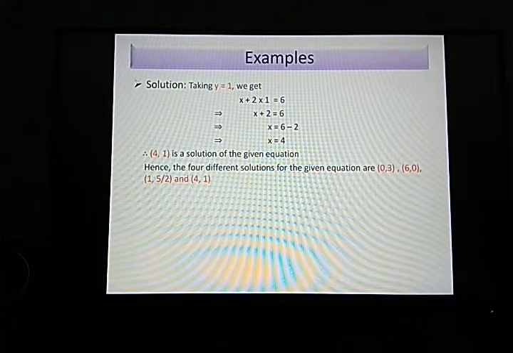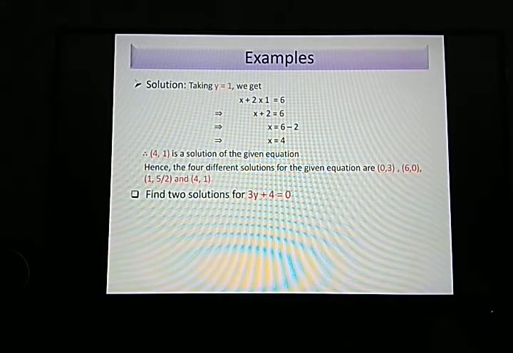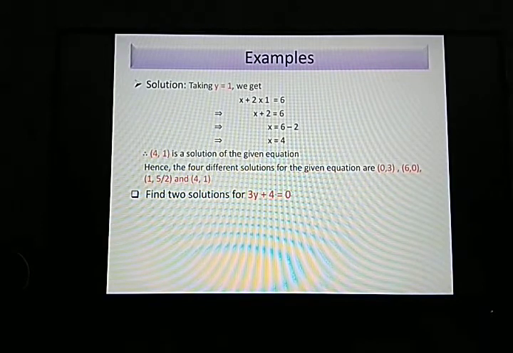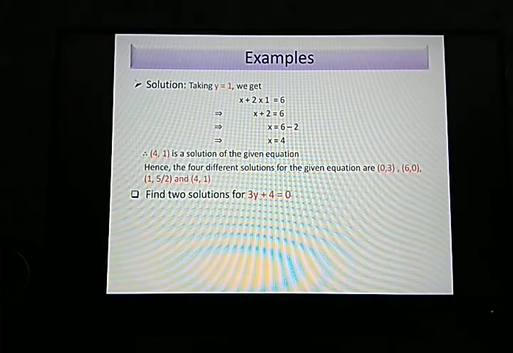So let us see the next example now. Find 2 solutions for 3y plus 4 equals 0. Now here you can see there is no x term. So then how will we find the solution? Because we know that the equation should have a variable x and y, or at least two variables, to find the solution. So nothing to worry about.